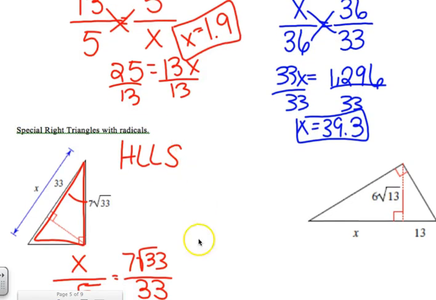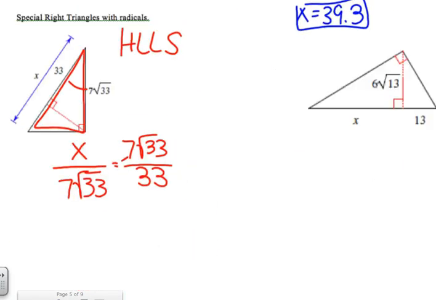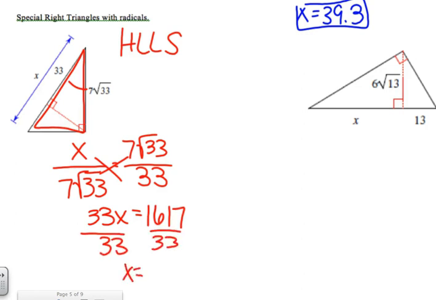All right, let me continue. So when we cross multiply, we got 33x equals 1,617 divided by 33, and you get 49. Okay, so that problem looked harder because it had a square root in it, but it ended up multiplying itself out.